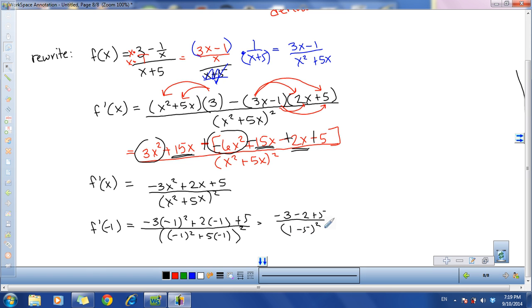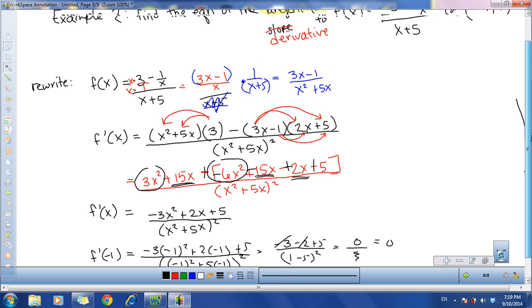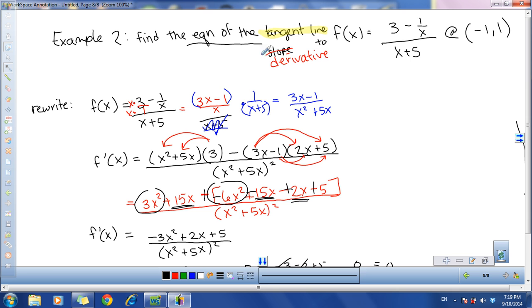So that's negative 3 minus 2 plus 5 is 0 over something. I don't even care about finding that out, which is just going to be 0. So my slope is 0. And then it's asking me to find the equation of the line. So I don't just stop at the slope. I actually have to find my equation.